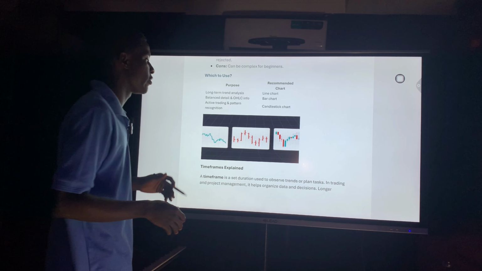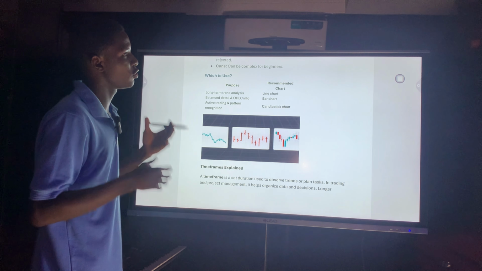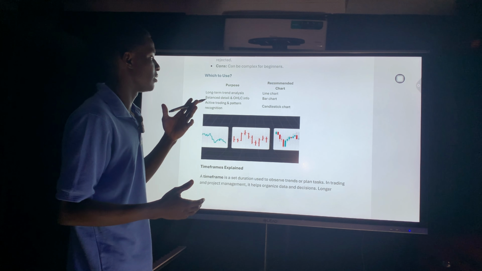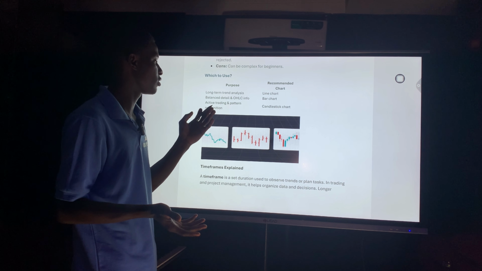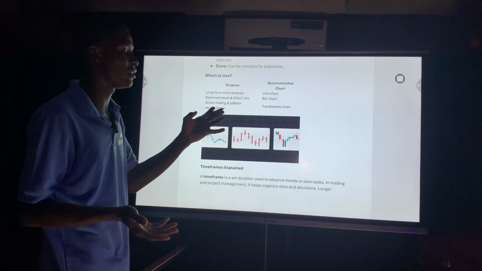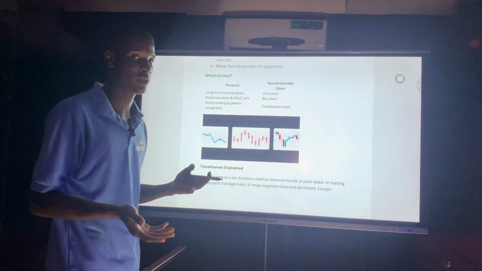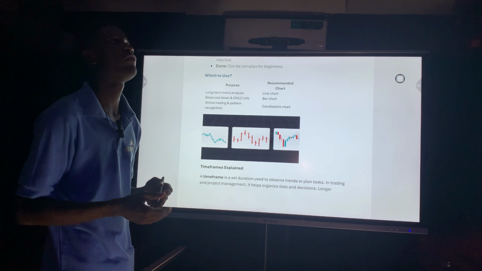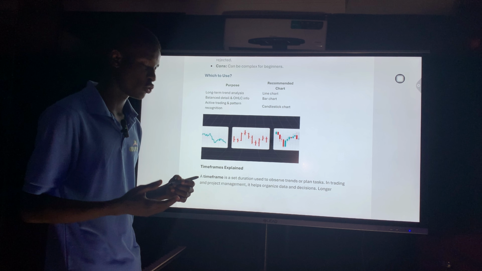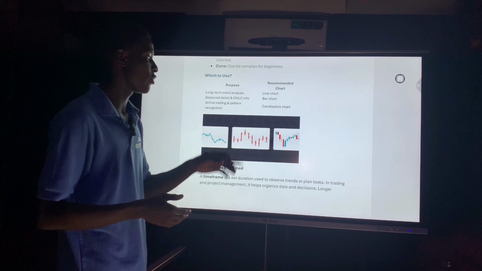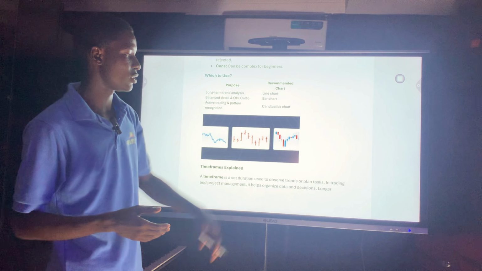You understand? If you're using the candlestick chart, the purpose is active trading and pattern recognition. You understand? Like I said, every trader needs a pattern. You need a strategy to use whenever you're trading. So I advise you still go for the candlestick chart.